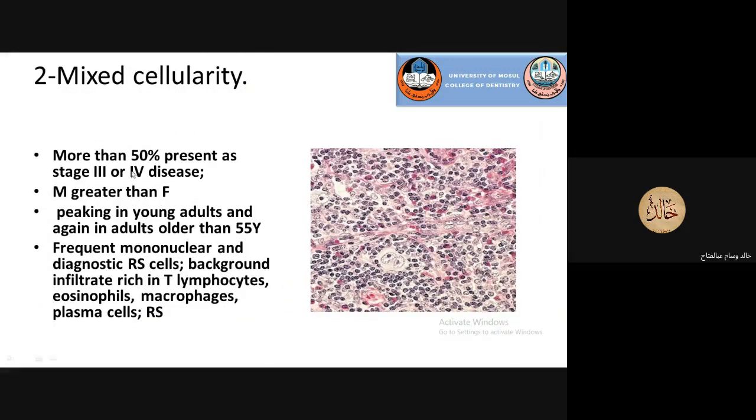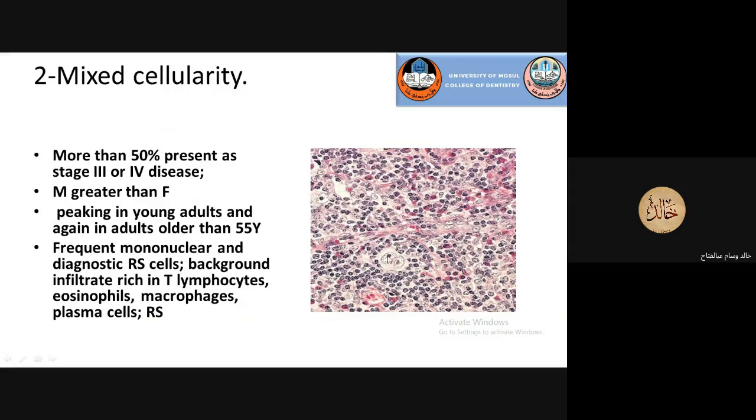Mixed cellularity, it is more than 50% presenting in late stage, stage 3 and 4, male more than female, peak in the young adults and again in the elderly older than 55 years. In this variant, we have diagnostic RS, classical RS, and also we have a mononuclear variant of RS cell. This is considered as a mononuclear variant, and this is the classical RS. These are eosinophilic cytoplasm, binucleation, mirror image to each other, prominent nucleoli, and a clear zone around them. Okay? And also we have a mononuclear variant, which is considered يعني a variant of RS cell, which contains only one nucleus.